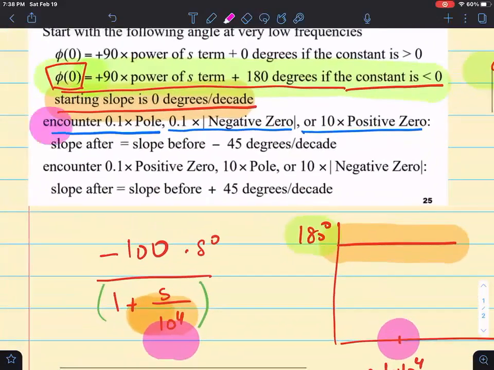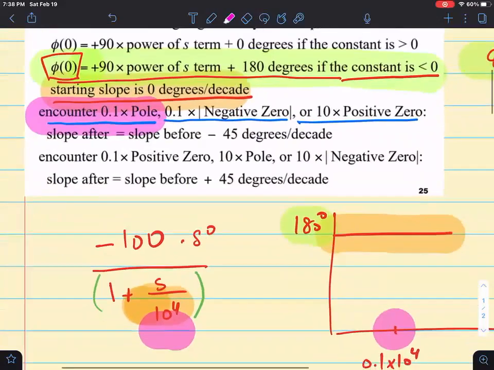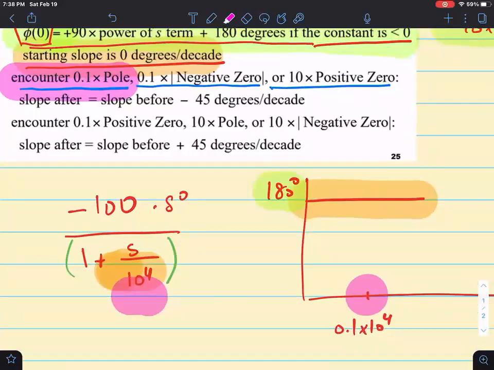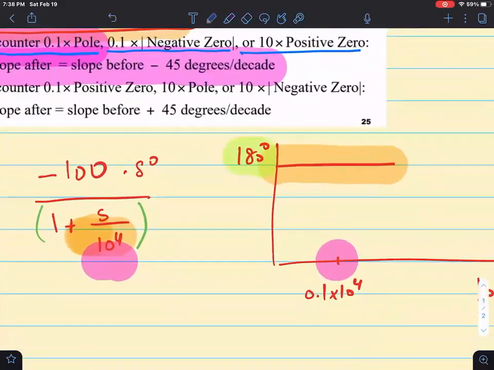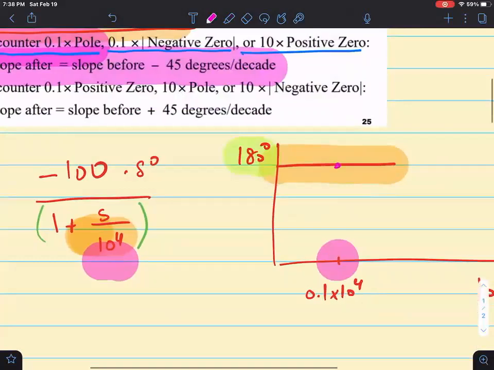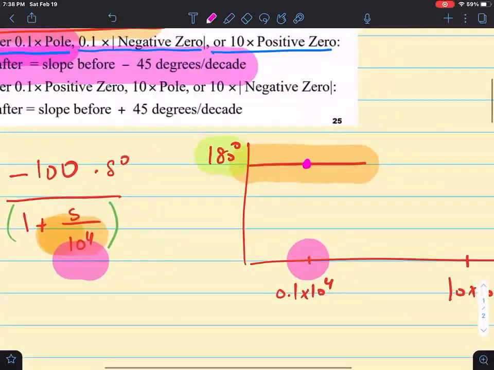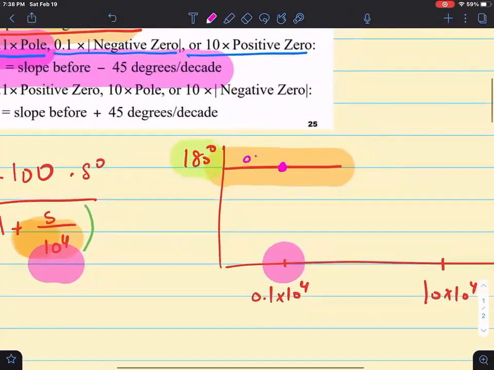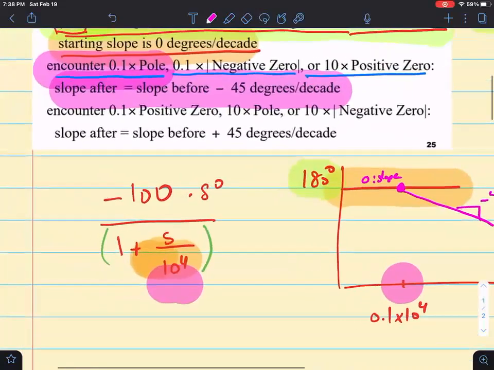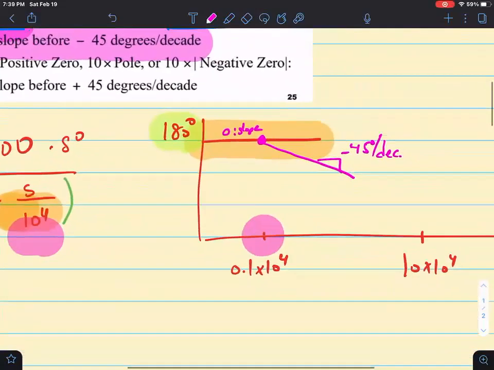So when I encounter a 0.1 times the pole, the slope after is equal to the slope before minus 45 degrees per decade. So the moment that I reach this point here, the slope after is equal to the slope before, meaning the 0 slope, and it will be minus 45 degrees per decade, okay? And then I'm going to continue on this until I hit the next marked point, which is here.